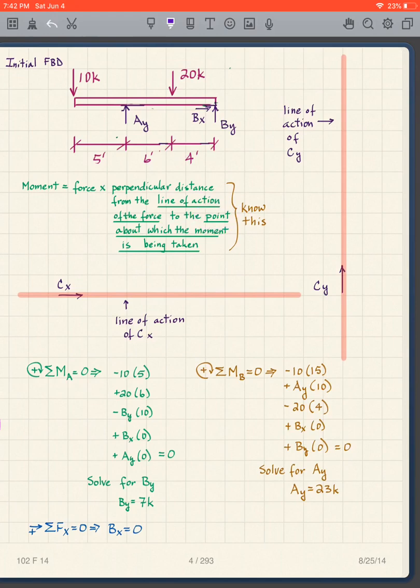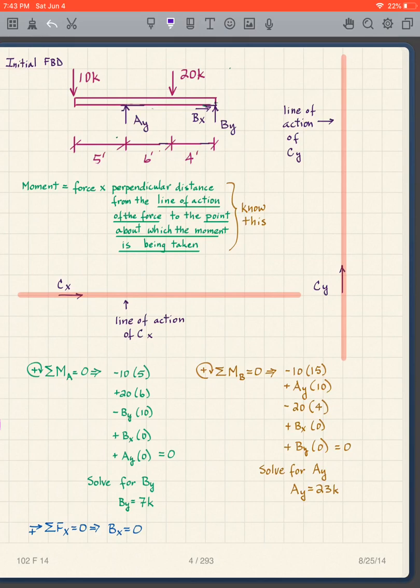And the other part is that we have to recognize that the moment is always taken about a point. So what we're going to do with this problem is take moments about point A. So point A is right there. And we're going to take the sum of the moments about point A, and this is what I want you to do for the rest of this course: for this moment equation, we're going to take clockwise as positive.